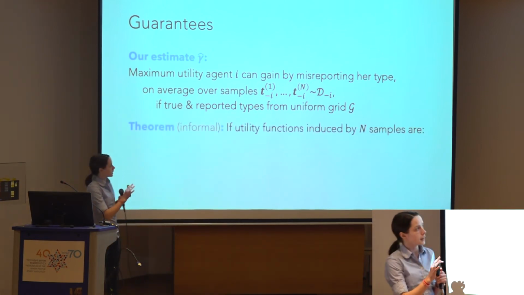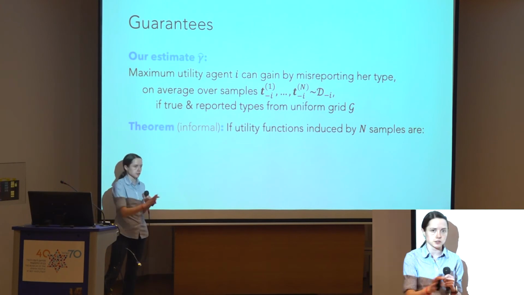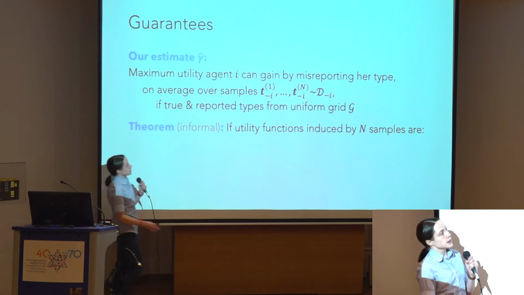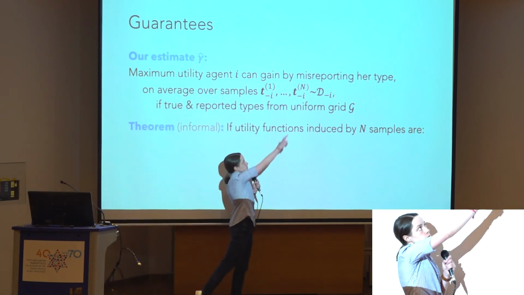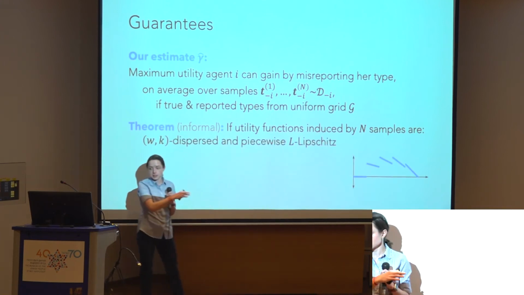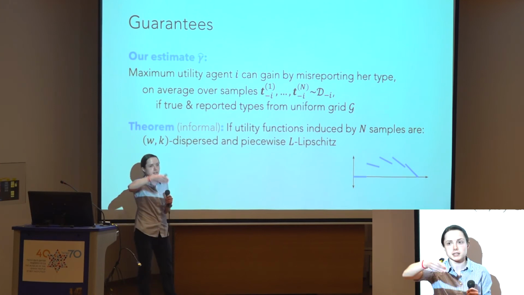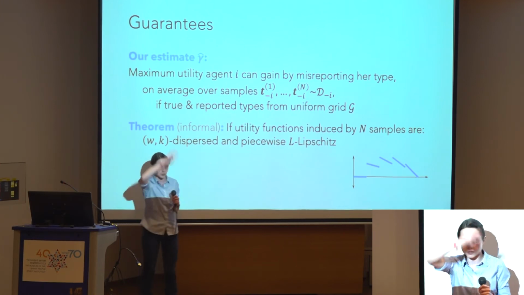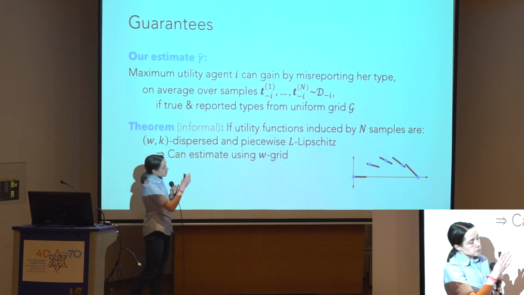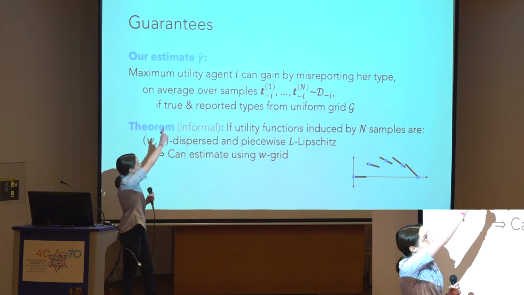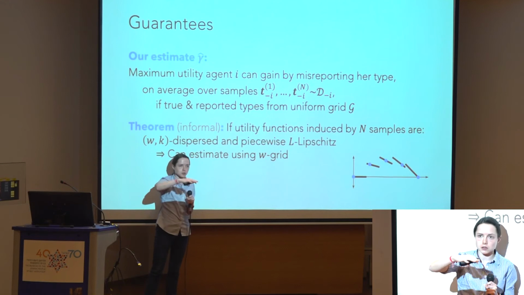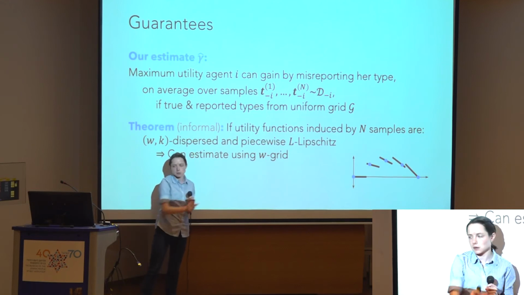So here's what our main theorem is, and this is just an informal version. I'm not going to give the formal version in this talk. So informally, if the utility functions induced by these n samples are piecewise Lipschitz and (w,k)-dispersed, which just means that not too many discontinuities fall within some ball of their domain, then we can successfully estimate this gamma hat using the w-grid. So just the uniform grid over the type space with edge length w.